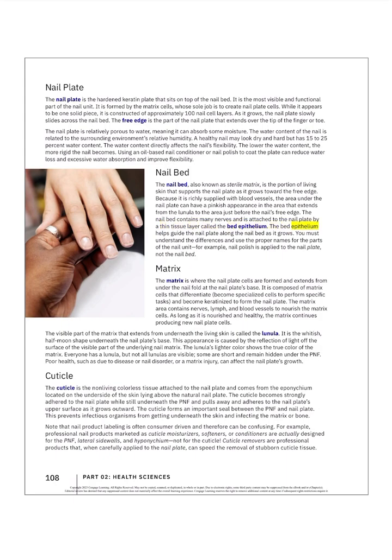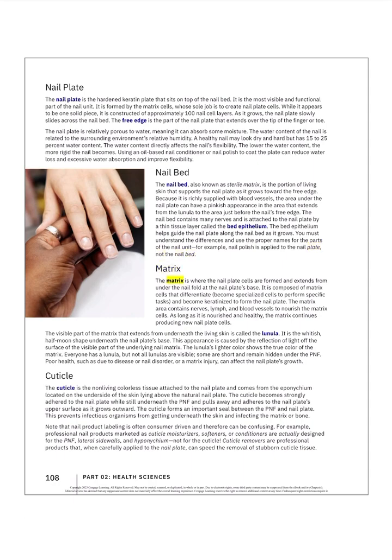The bed epithelium helps guide the nail plate along the nail bed as it grows. You must understand the differences and use the proper names for the parts of the nail unit. For example, nail polish is applied to the nail plate, not the nail bed.